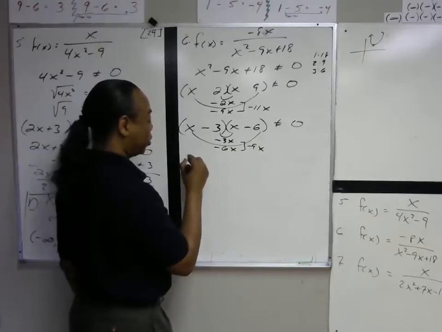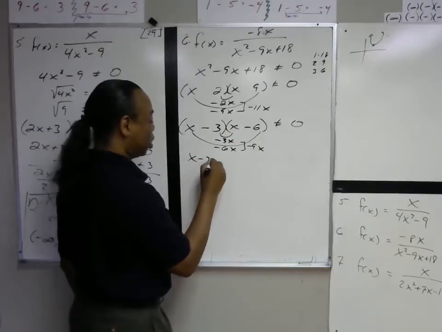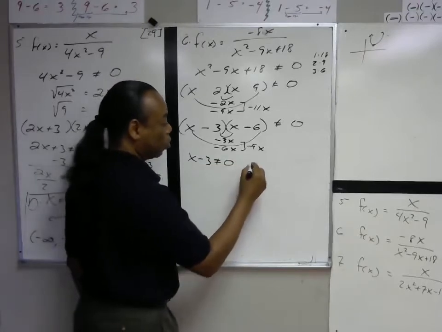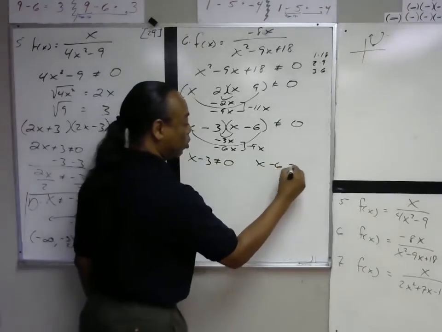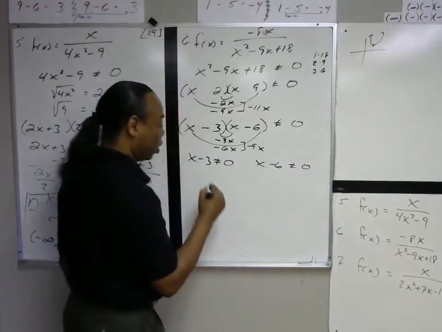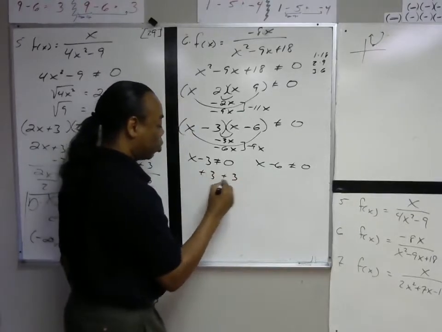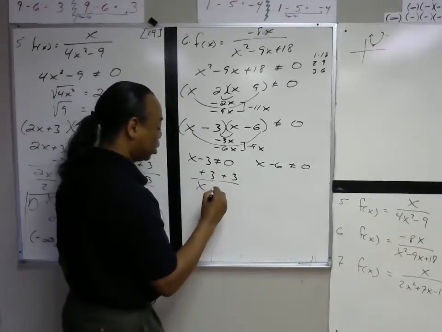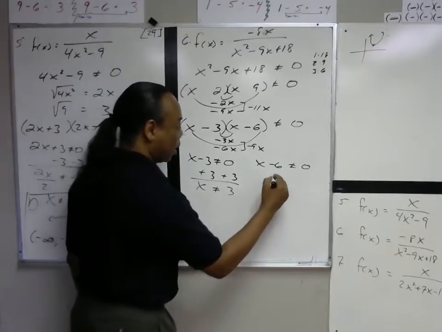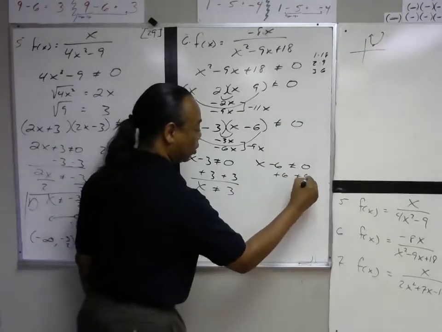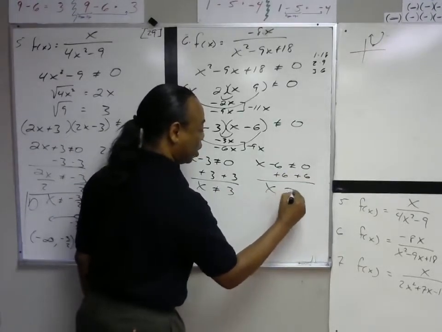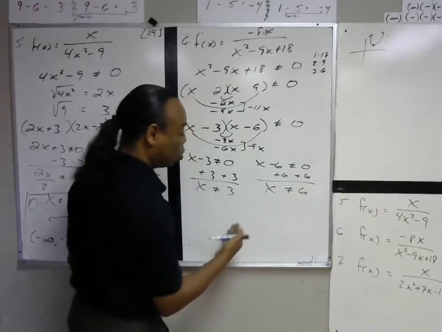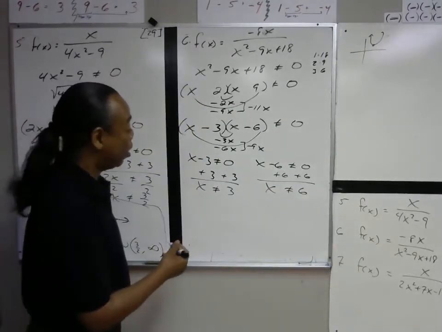Now let's solve for x. So if x minus 3, set that against 0, and with x minus 6, set that against 0, and we're going to solve for x. Add 3 to both sides, and I have x cannot equal 3. And add 6 to both sides here, and we have x cannot equal 6. So those are two numbers that we cannot have in the domain.